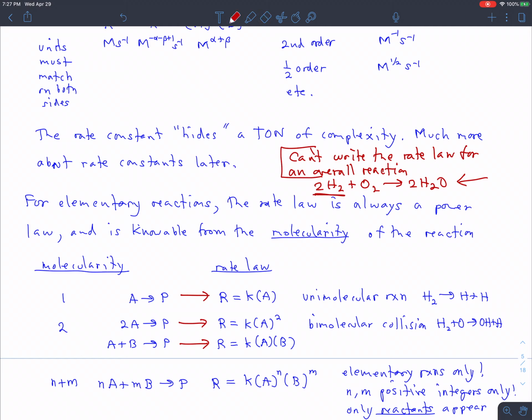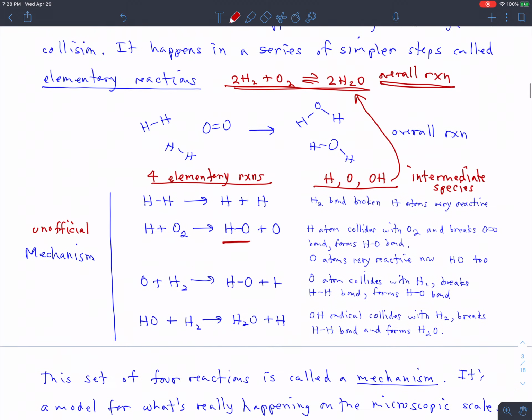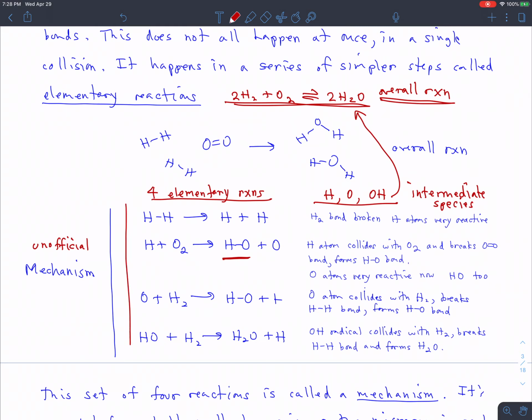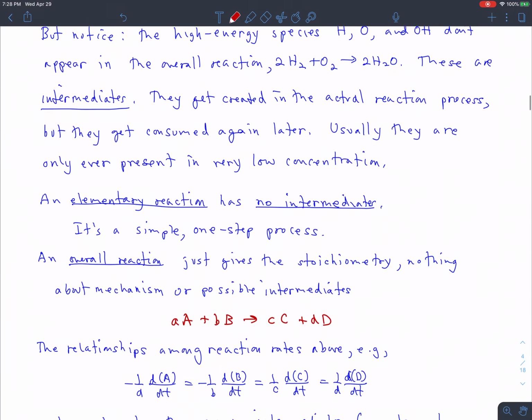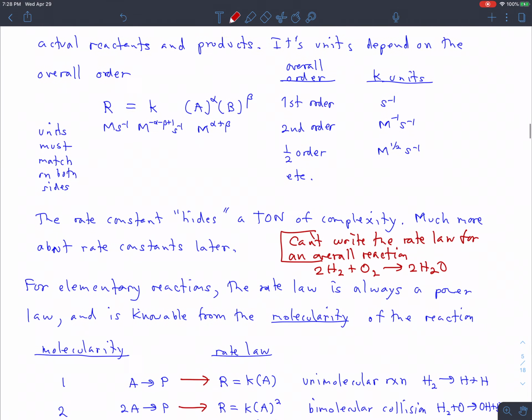It may depend just, for example, on the H2 concentration, or just on the O2 concentration, and it doesn't necessarily depend to the first power or any other known power. So for an overall reaction, you can't write the rate law down. You need a mechanism, like we talked about above. You need a whole set of elementary reactions like this. That mechanism will allow you eventually to deduce what the overall rate law is. But the overall reaction by itself is not enough information.